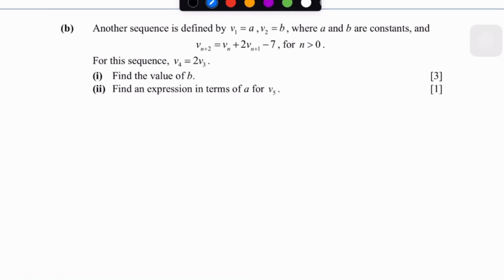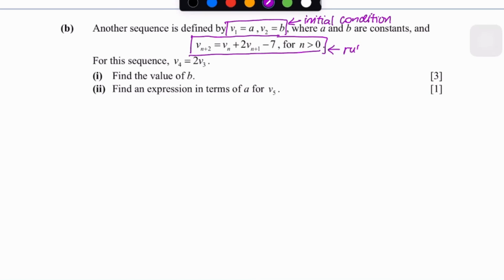Okay. All right. Part B. Now they try to bring us another level. So this is a recurrence relation, but second order. That means we need two previous terms to get the next term. So another sequence is defined like that. This one is the main rule. This over here is the relationship. This over here is our initial condition. So it's like a differential equation, right? You have an initial condition to get your particular solution. So likewise. Okay, so this is the rule or the expression.